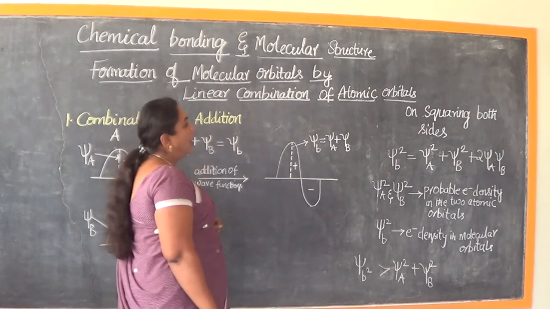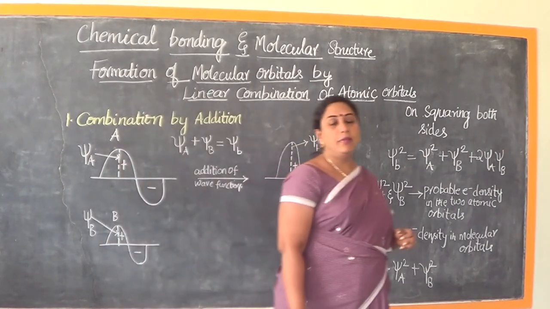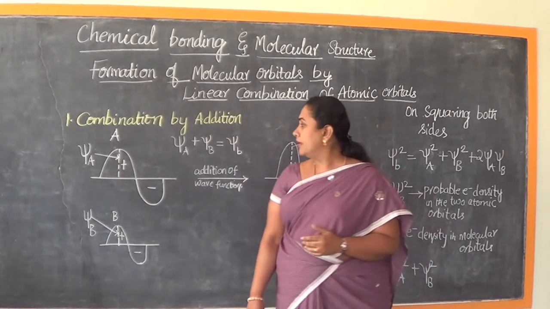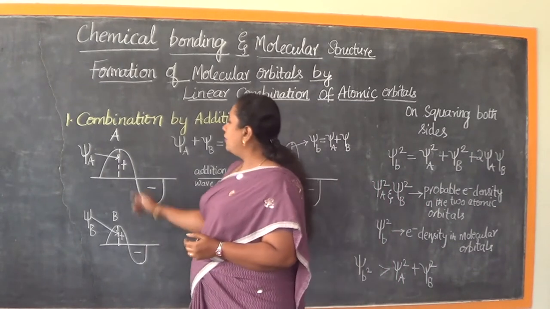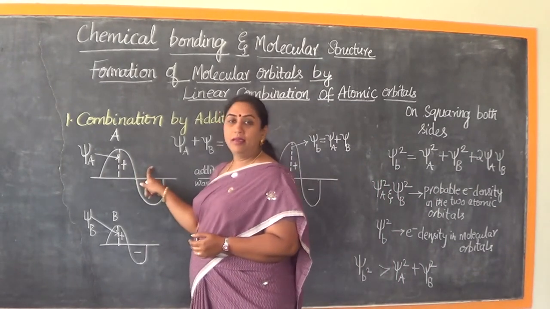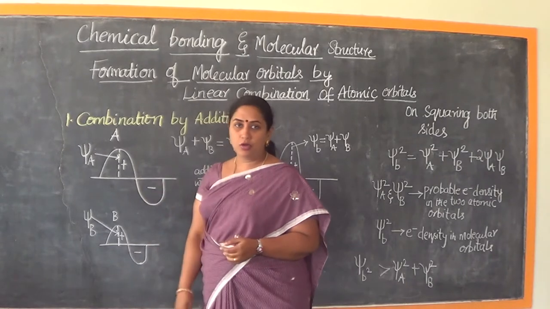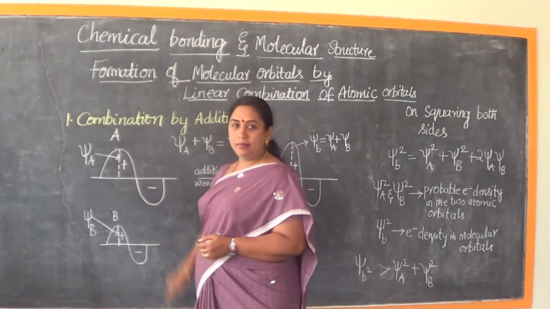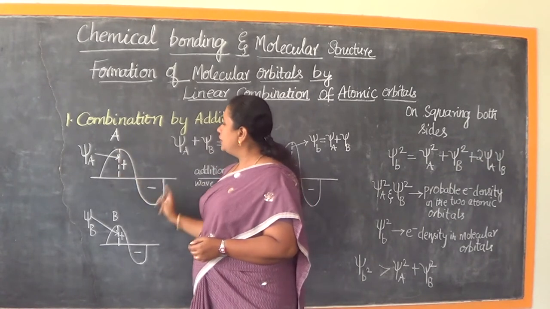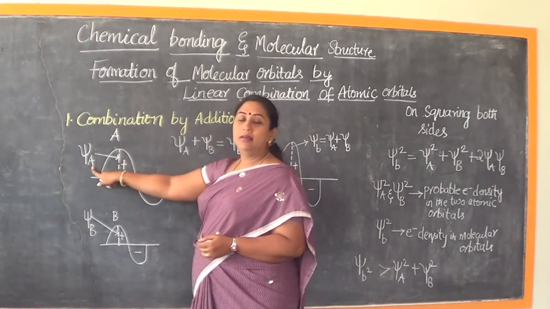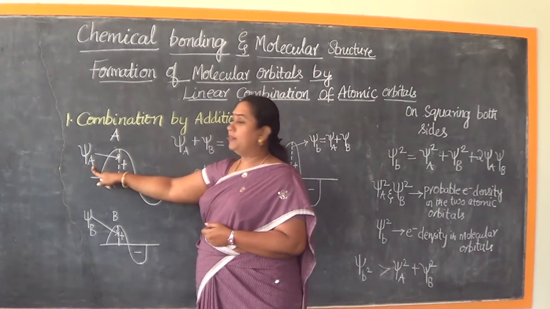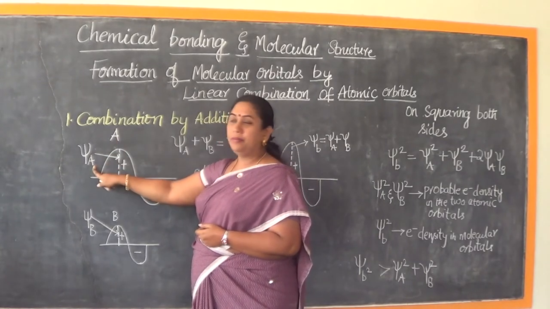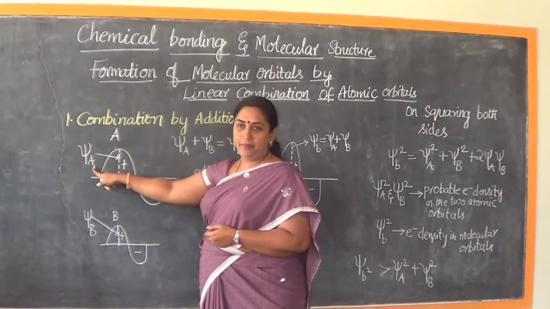Now what is getting added up? Why is it getting added up? Let us have a deeper look at it. Here I have represented an atomic orbital diagrammatically as an electron wave. This is of atom A and this is of atom B. The wave function is indicated by the psi symbol. Because it is of atom A, I have written it as psi A.